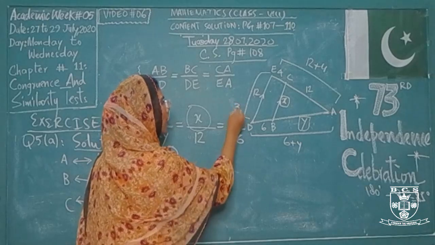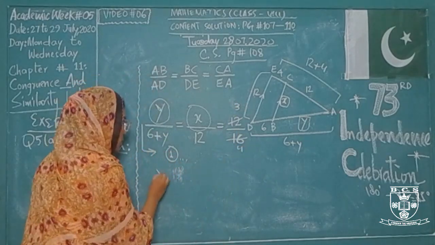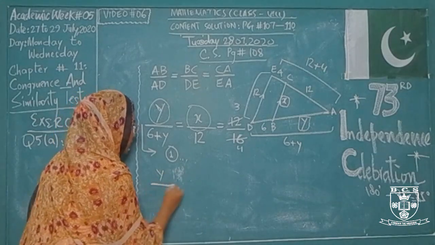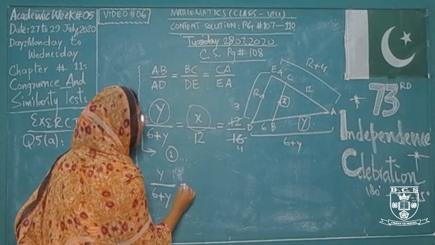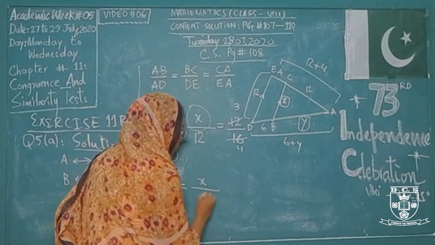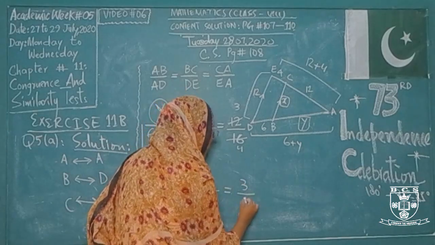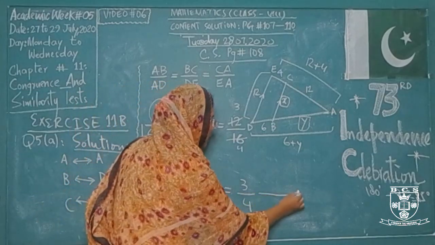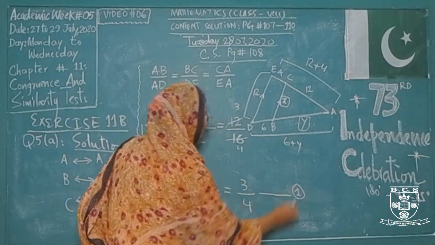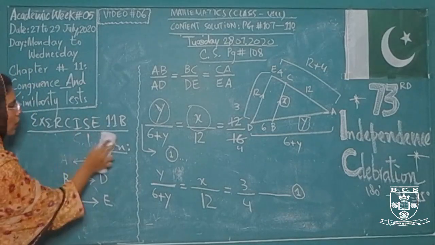4 3s are 12 and 4 4s are 16. So right after cancelling these numbers, I am having the fraction y over 6 plus y, and this is equal to x over 12. Again it is equal to the third fraction, that is 3 over 4. So by considering this equation number 1, now we are working for y first, then we will work for the x.